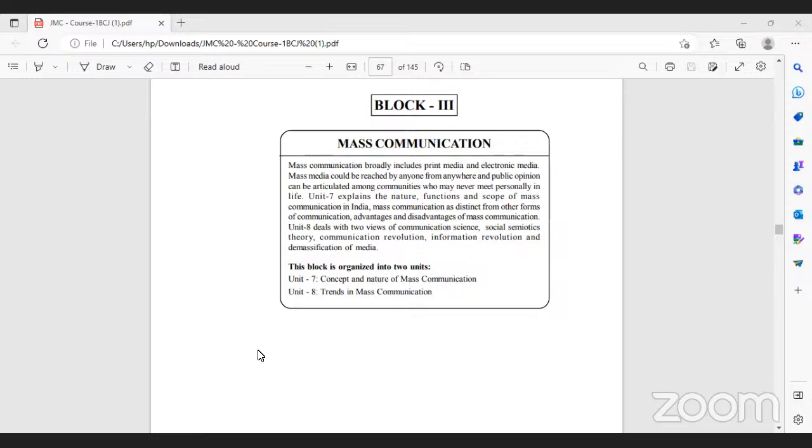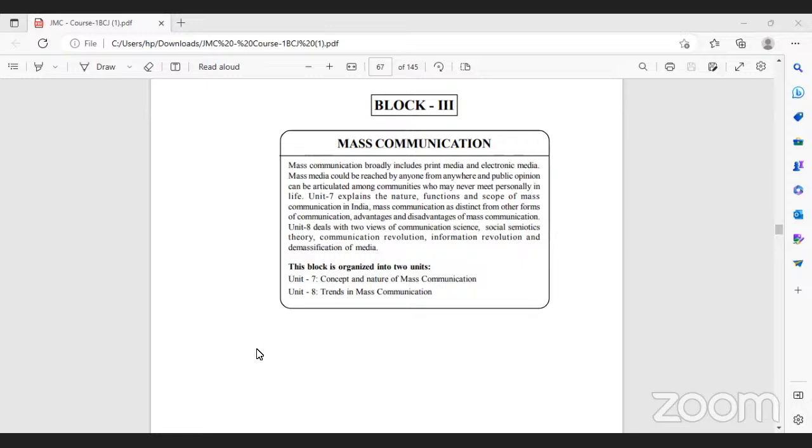There are two units in this. The first one is concept and nature of mass communication. The second one is trends in mass communication. The first unit, Unit 7 of Block 3, deals with the concept and nature of mass communication. That explains the nature, functions, and scope of mass communication in India, and also talks about mass communication as distinct from other forms of communication, while discussing the advantages and disadvantages of mass communication.